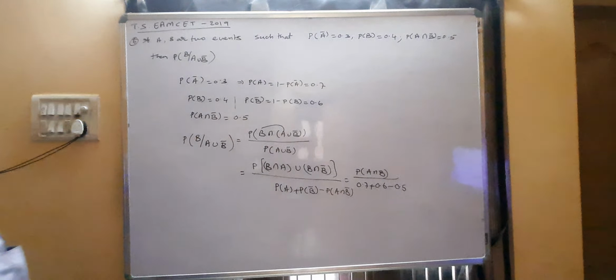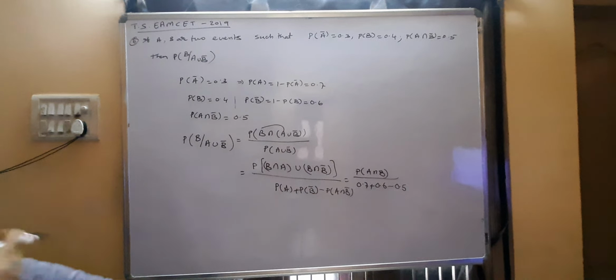Now you have to find the numerator value. Numerator value means P of A intersection B. From here, given P of A intersection B complement means P of A minus B is 0.5. From this, P of A minus P of A intersection B equals 0.5. P of A is 0.7, so 0.7 minus 0.5 equals P of A intersection B. So P of A intersection B equals 0.2.